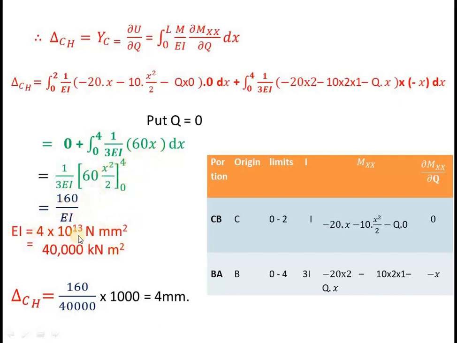E and I values he has given. So if you multiply those two, you will get 4 into 10 to the power 13 newton meter square. If you convert into kilonewton meter square, you will get 40,000 kilonewton meter square. So therefore, delta CH equals 60 divided by 40,000, it gives in meter. If you multiply by 1000, it gives in mm, which equals 4 mm.